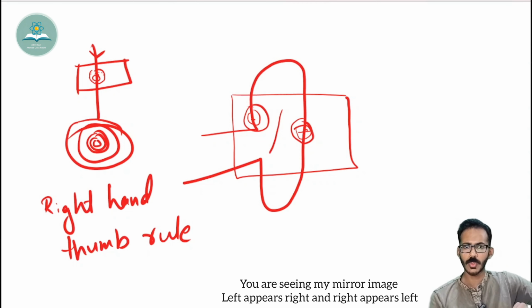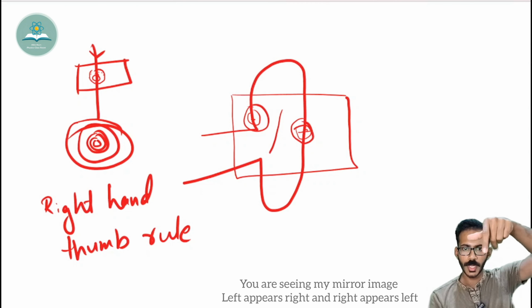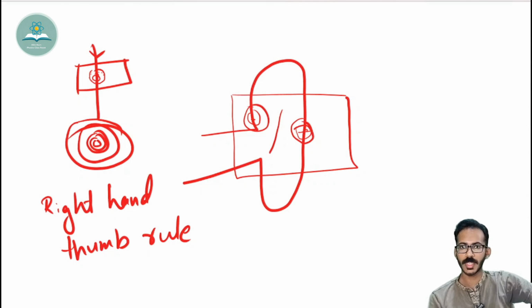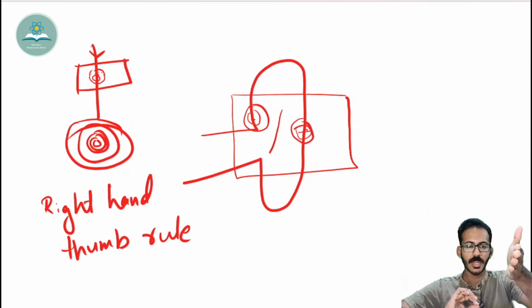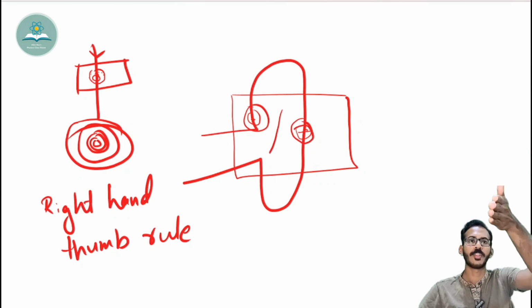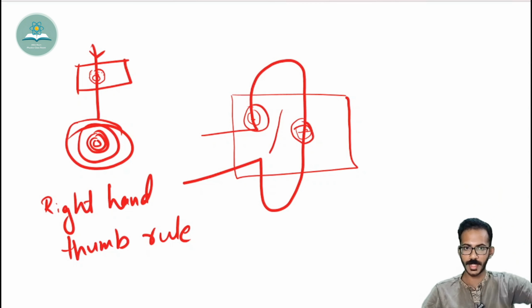This law is also called the corkscrew rule, Maxwell's corkscrew rule. When you open the cap of a bottle, you will rotate it towards the left side and the cap will come up. When you close it, you will rotate it towards the right side and the cap will go down. Something similar is happening here also. If the direction of current is in this direction, then your magnetic field will be like this. When you look from top, it is anti-clockwise direction, and when you look from bottom, it is clockwise direction.